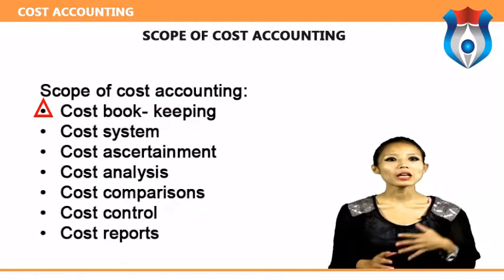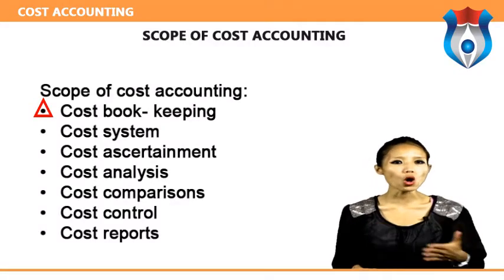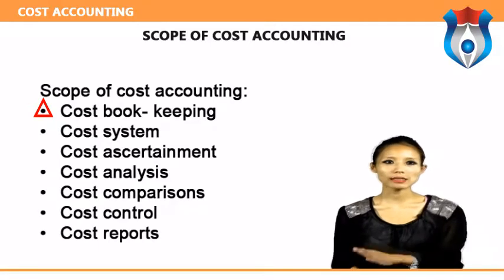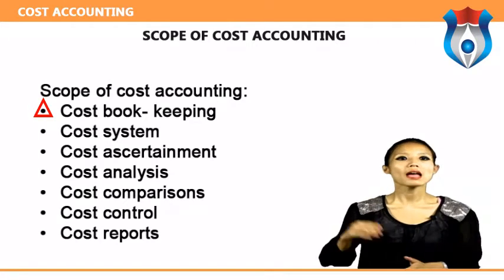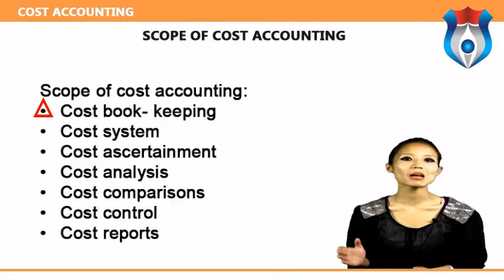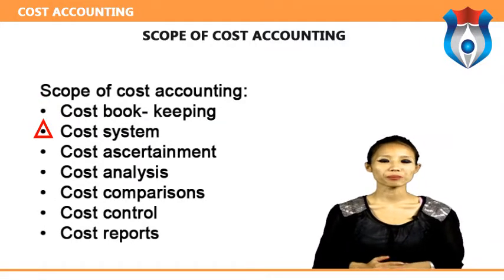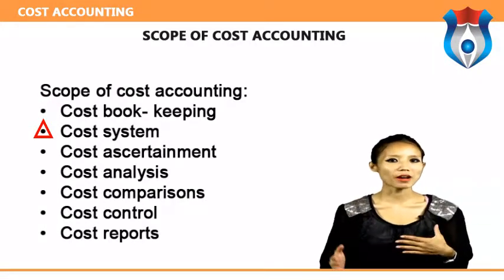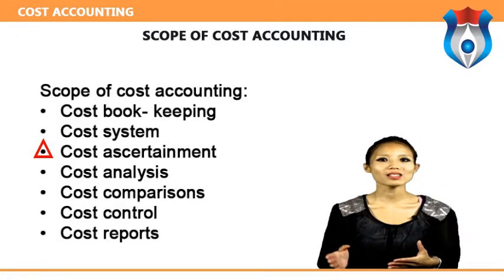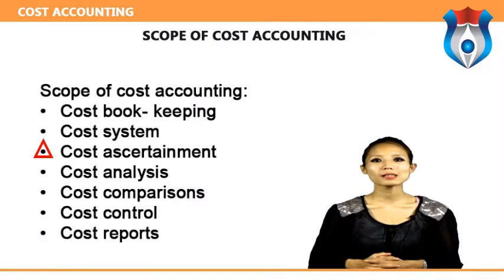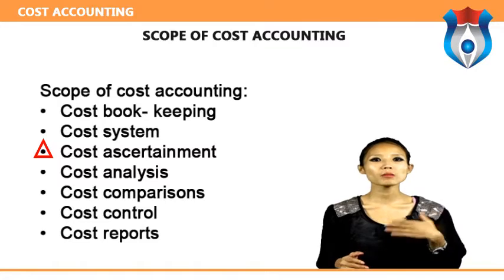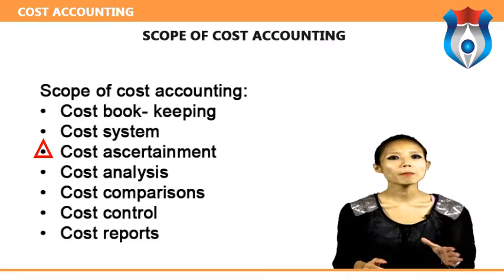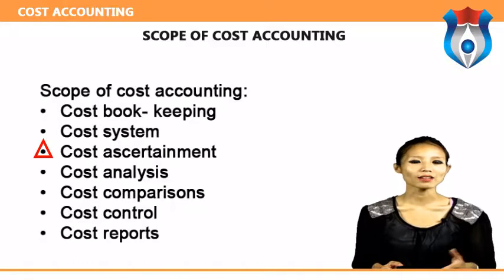Cost bookkeeping. It involves maintaining a complete record of all costs incurred, from their incurrence to their charge to departments, products, and services. Such recording is preferably done on the basis of the double entry system. Cost system. Systems and procedures are devised for proper accounting for cost ascertainment. Ascertaining the cost of products, processes, jobs, services, etc. is an important function of cost accounting. Cost ascertainment becomes a basis of managerial decision making such as pricing, planning, and control.